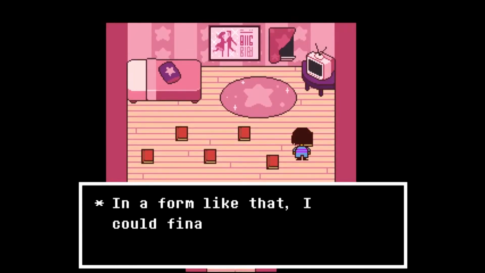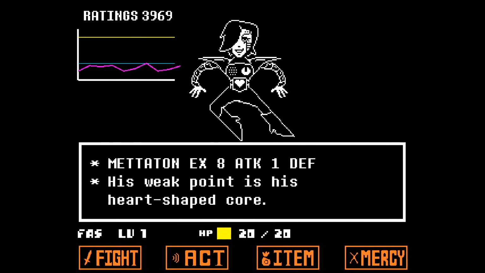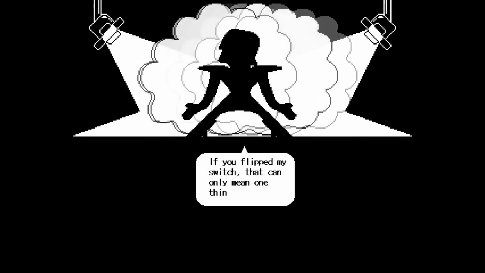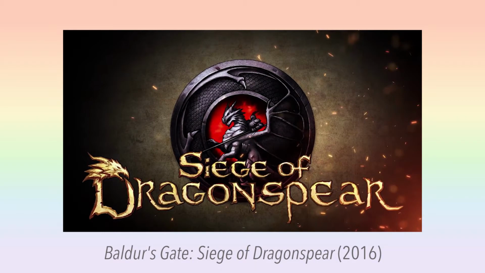He changes his mind when he sees Alphys' sketches, saying, "In a form like that, I could finally feel like myself." Although all ghosts in the Undertale universe are referred to with they-them pronouns, Mettaton uses he-him pronouns after becoming a robot. Again, this is an example of a character whose experience runs parallel to those of trans people. Mettaton changes his physical appearance until he feels at home in his own body, something many trans people also experience when transitioning.